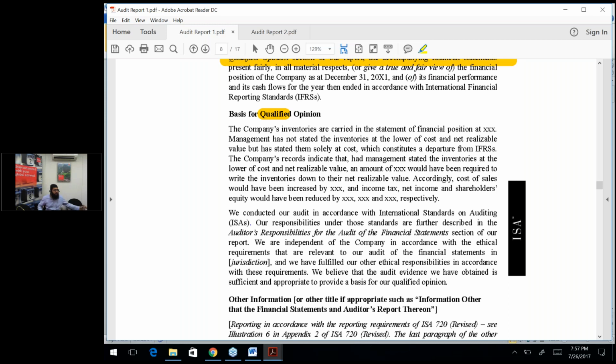So they actually discussed that if the company's inventory would have been carried at the lower of cost or NRV, then what would have been the effect on the financial statement? So you see, when it comes to the basis for qualified opinion paragraph, you need to talk about a few things. Number one of them is, what exactly is the matter? I mean, see the inventories, so you need to talk about the carrying amount. Then you need to talk about what is the problem, like, the management has not stated the inventories at the lower of cost or NRV. Then the third thing is the effect of the rectification on the specific amount and on the cost of sale or the net income and the shareholders' equity, the effect.